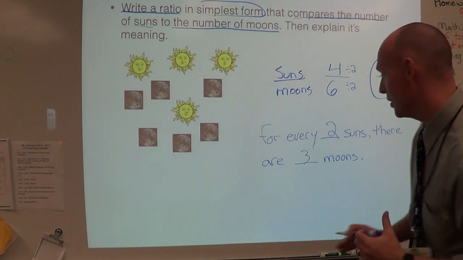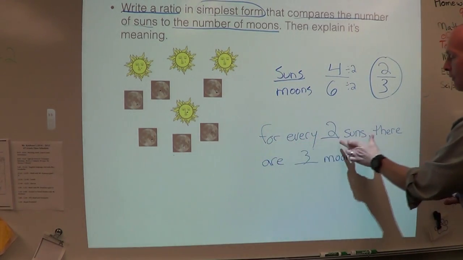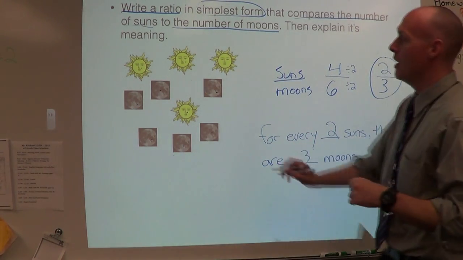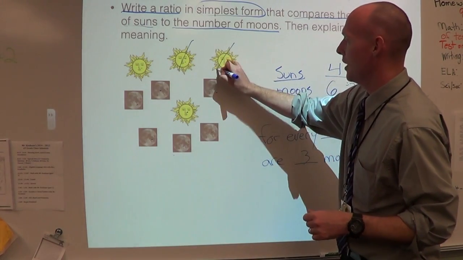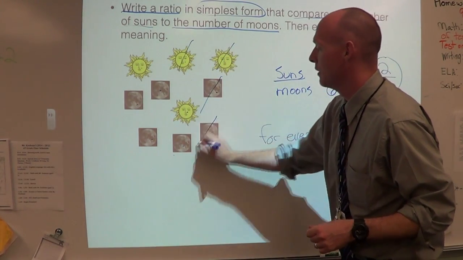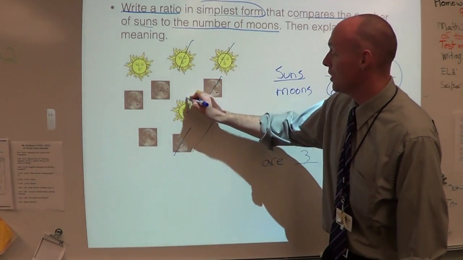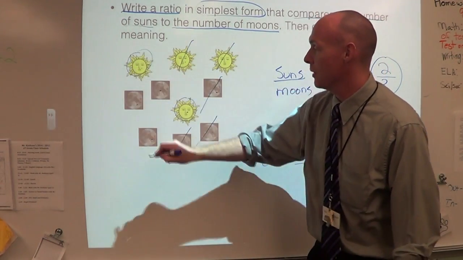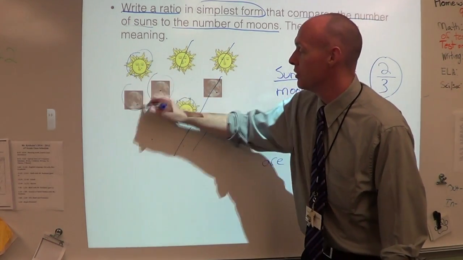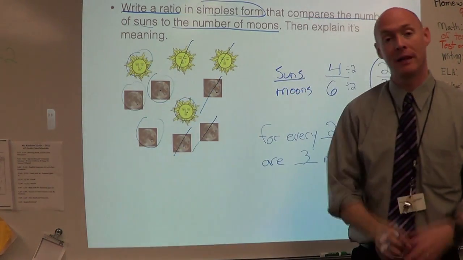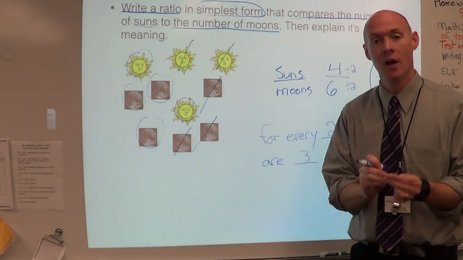Now, let's see what it is in real life. For every 2 suns, there are 3 moons. So if I cross off 2 suns, I should cross off 3 moons. For every 2 suns, I'll circle this one, circle this one. I should be able to circle 1, 2, 3 moons. Perfect. Our ratio is intact.